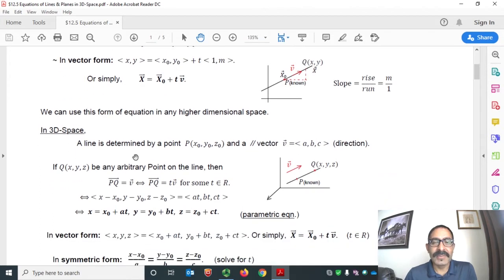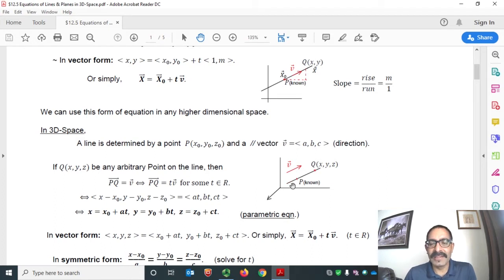A line is determined in 3D by a point and a parallel vector. That vector is parallel to the given line. So in the diagram here, this is a line. The point is given here. Point P is known, whose coordinates are x0, y0, z0, and also the given vector v with components a, b, c is parallel to this line.